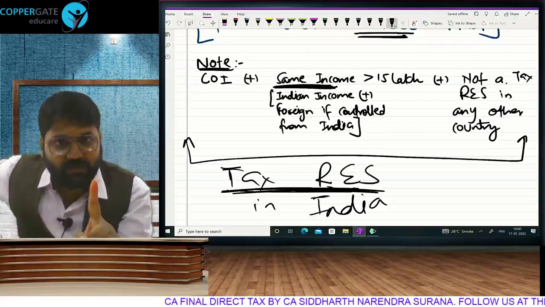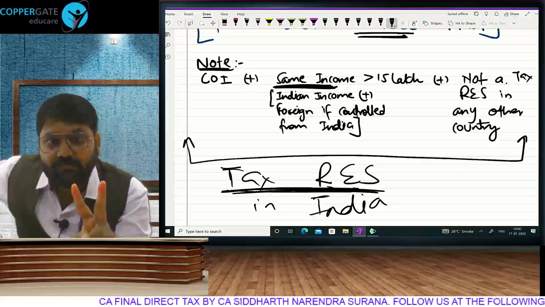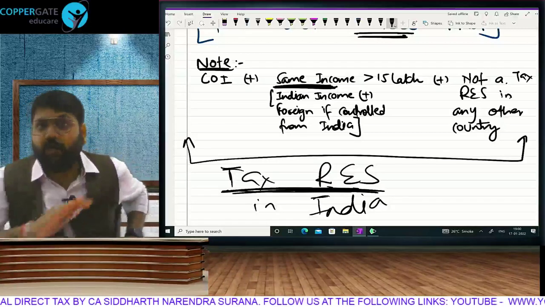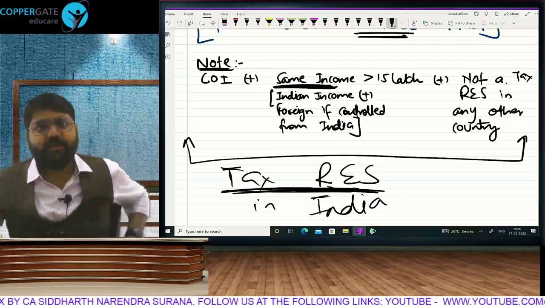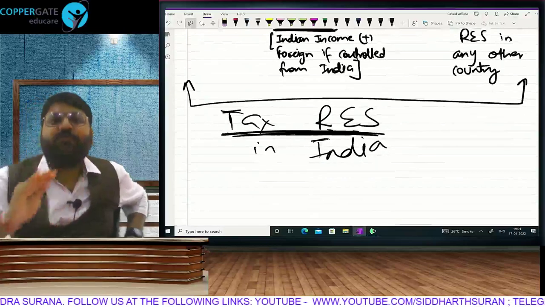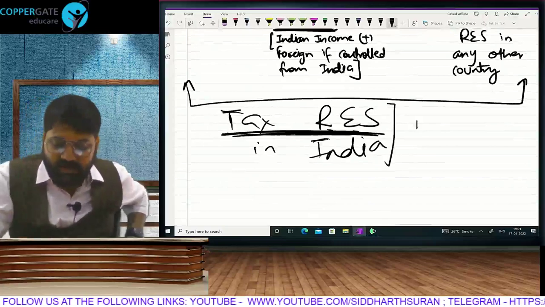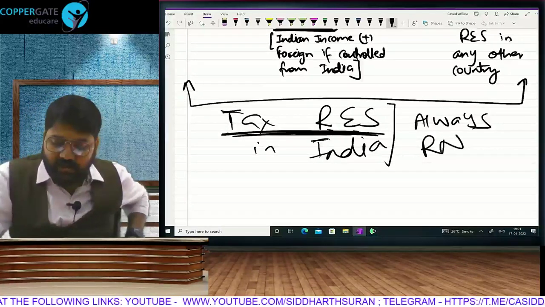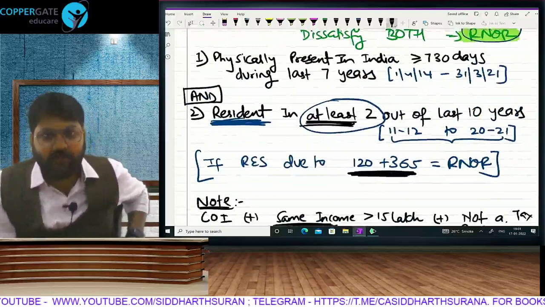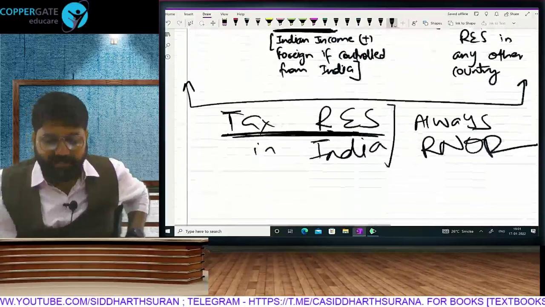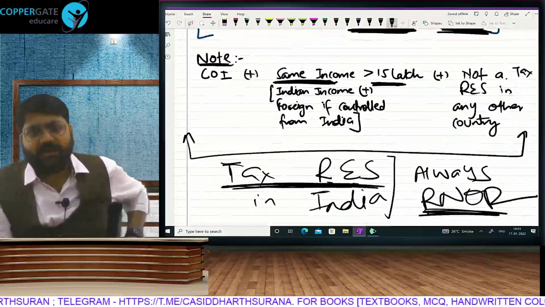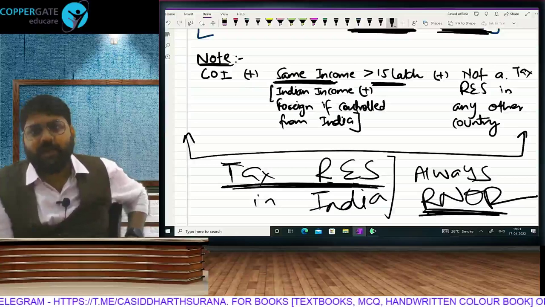So if you are a citizen of India and your income is exceeding 15 lakh rupees, which income? Indian income, and foreign income if controlled from India, and you are not a tax resident in any other country, then you will be treated as a tax resident in India. Understood? That means, in short, your foreign income will be taxed in India. But with one relaxation, that you will always be treated as RNOR. Because of that 15 lakh, the 120-365 people became resident, so for them also we kept the condition of RNOR. And these people are also becoming resident because of 15 lakh, so for them also we are keeping the condition of RNOR. Whoever is becoming resident because of 15 lakh income will always be treated as RNOR.